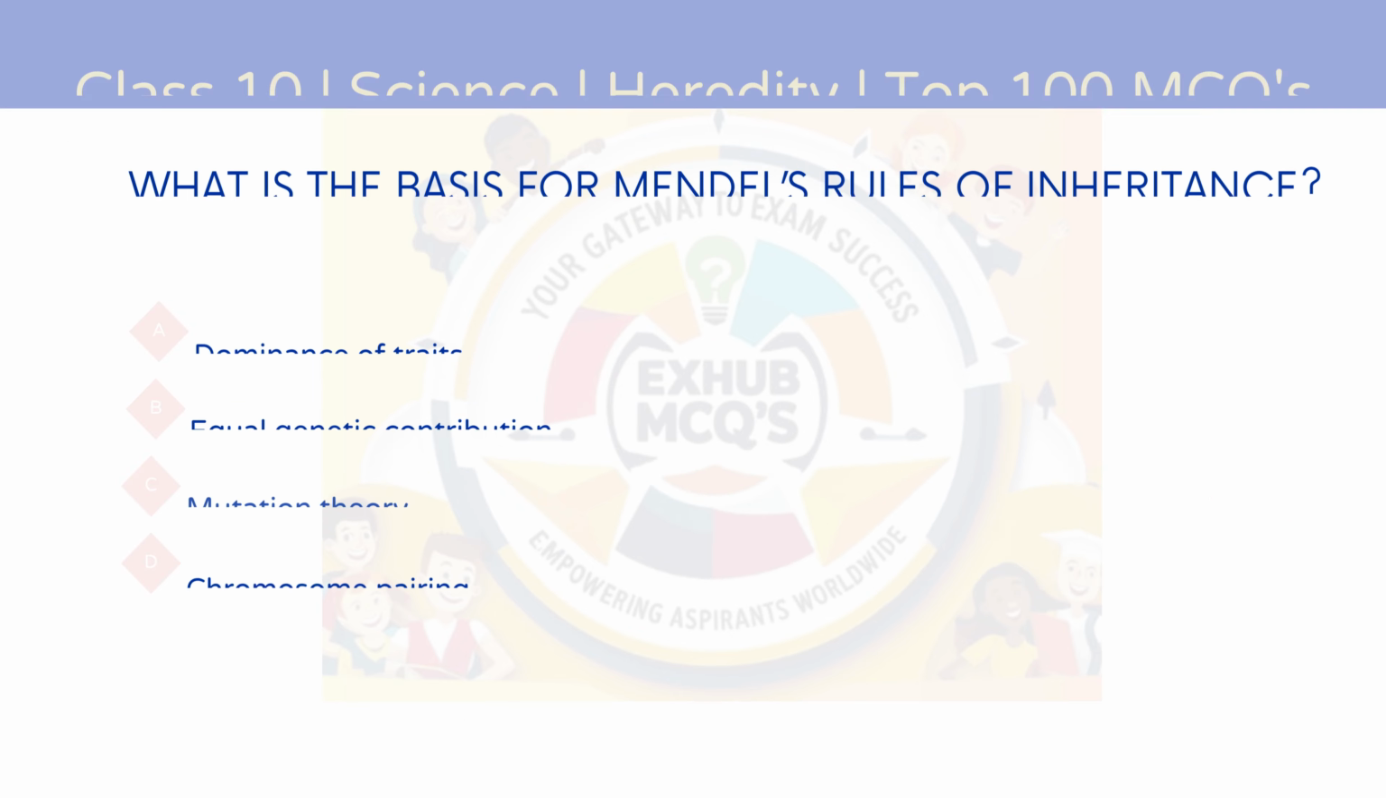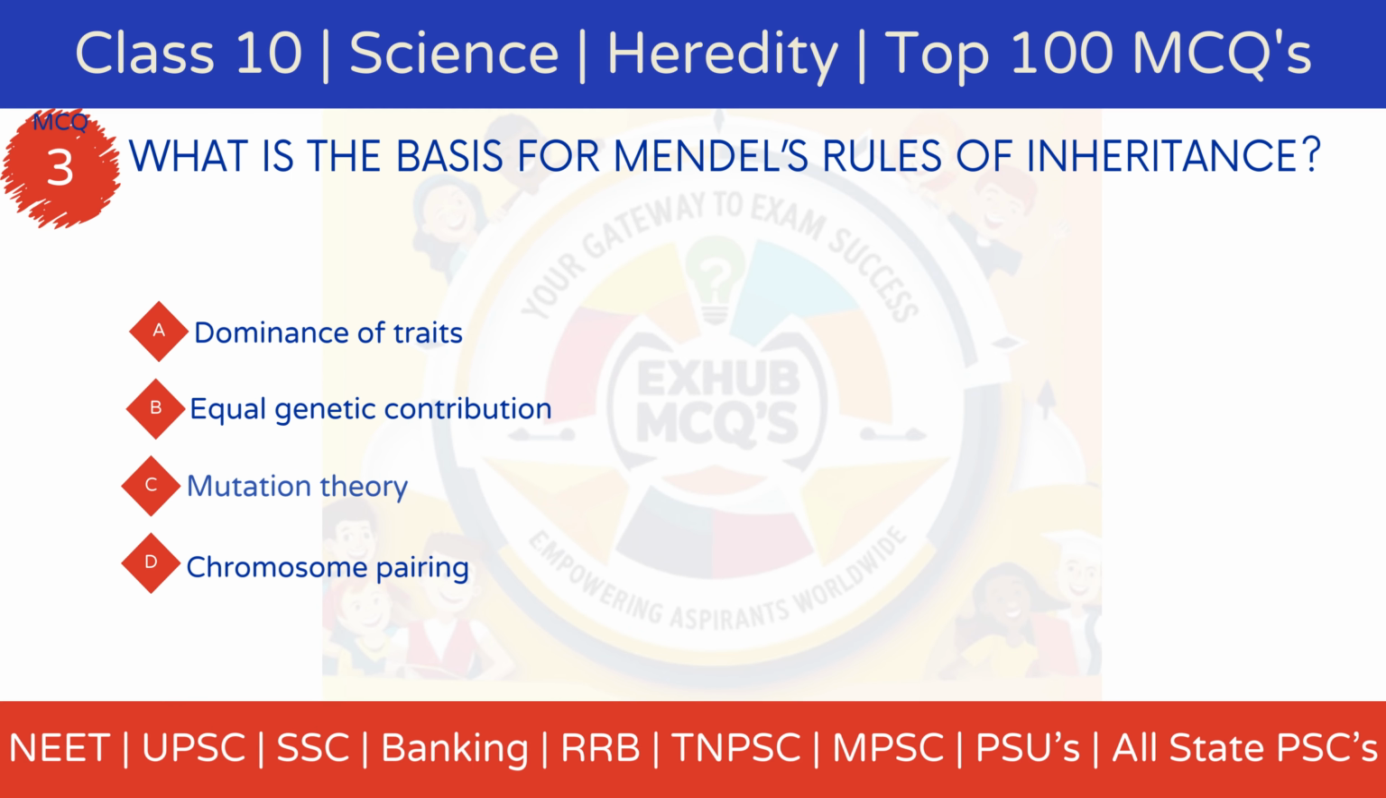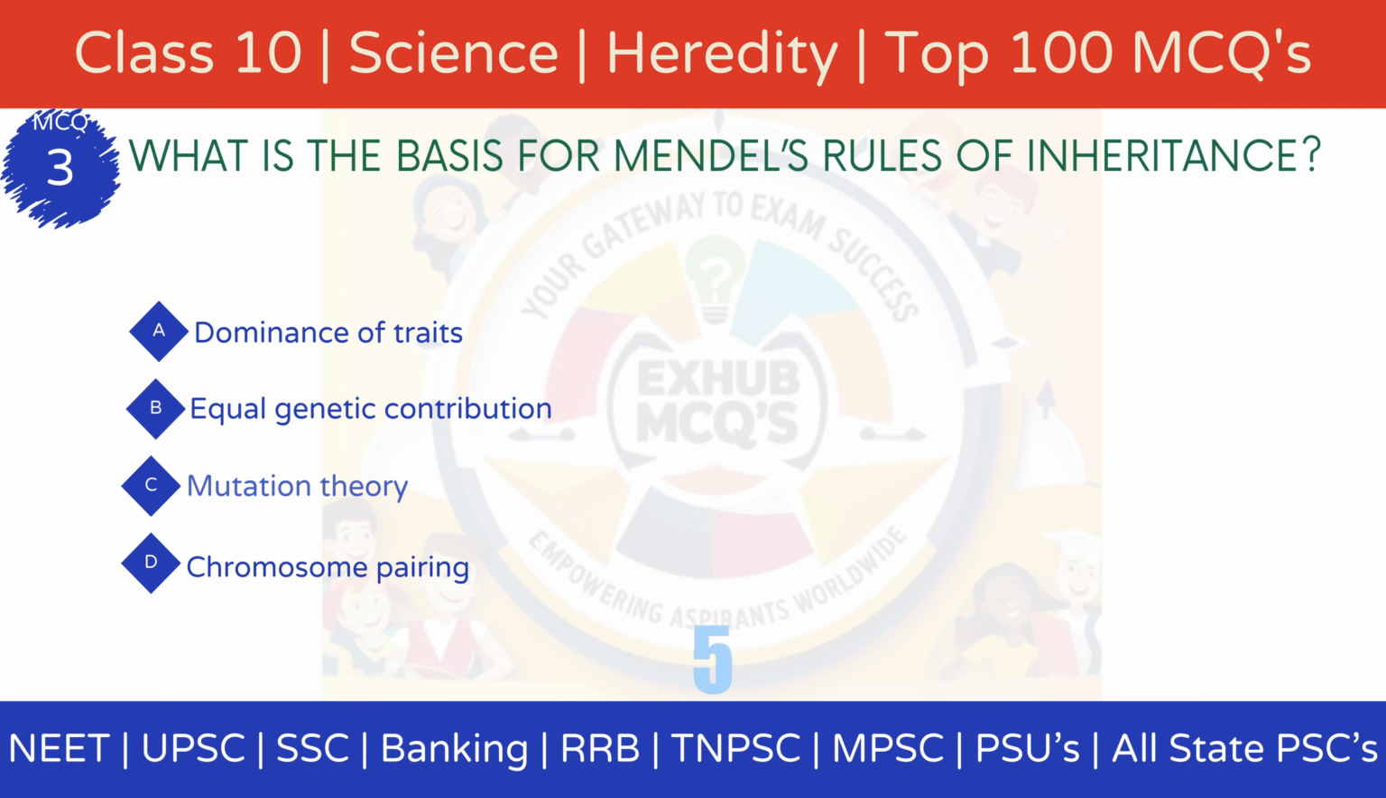MCQ 3. What is the basis for Mendel's rules of inheritance? Option A, dominance of traits. Option B, equal genetic contribution. Option C, mutation theory. Option D, chromosome pairing.